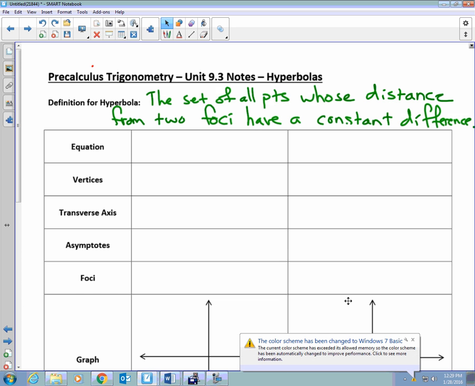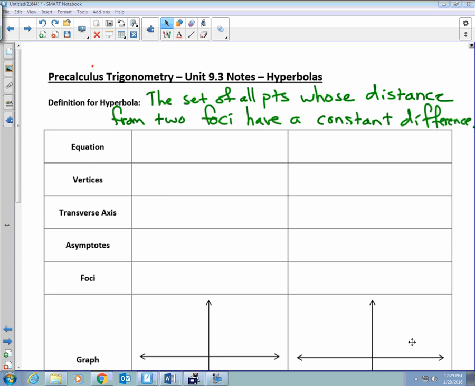So, hyperbolas: the set of all points whose distances from two foci have a constant difference. How is that different from ellipses? Yes, exactly. Ellipses had a constant sum. Now, it's a constant difference. And I'll outline what that means in a little bit, okay? So, they have two distinct equations that look very similar to our ellipses. (x minus h) quantity squared over a squared, and (y minus k) quantity squared over b squared is equal to 1, but instead of a plus, we got a minus. It's the only difference.